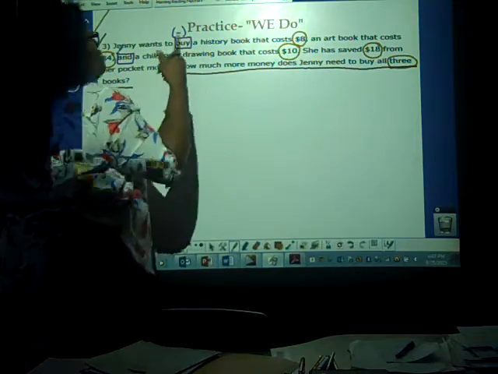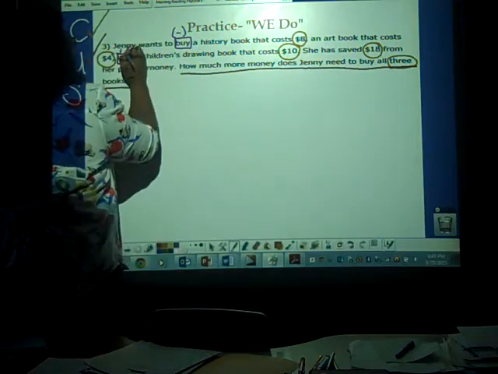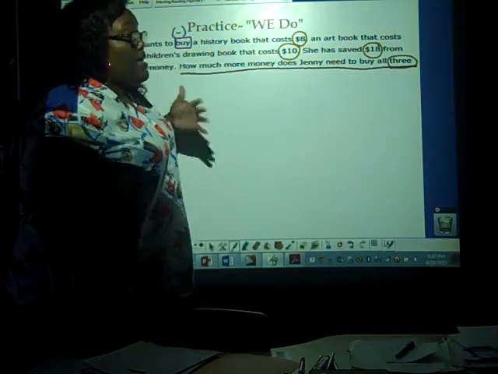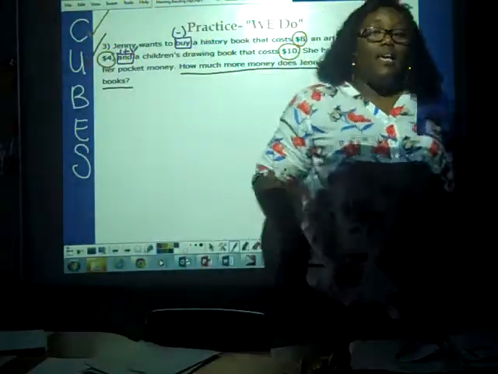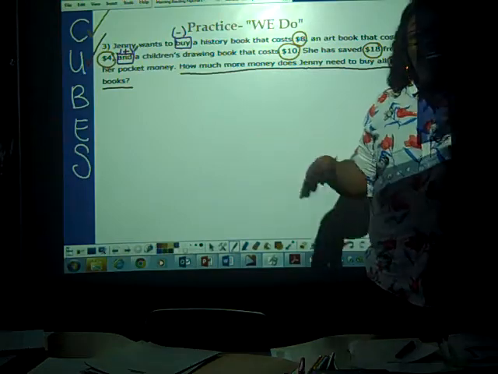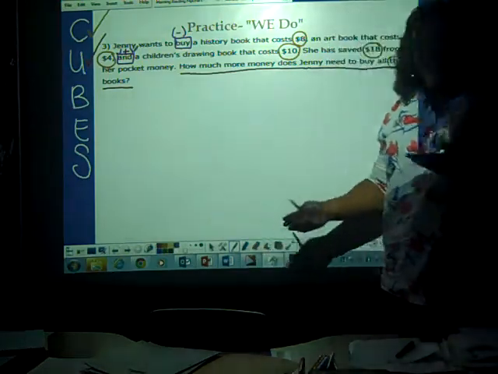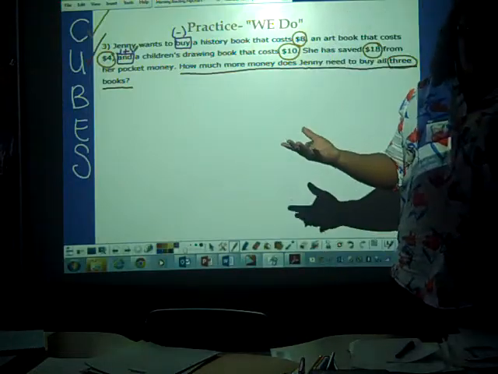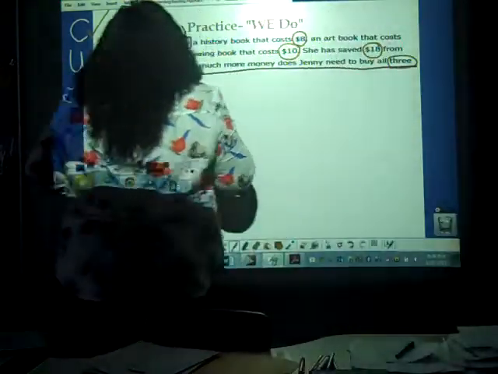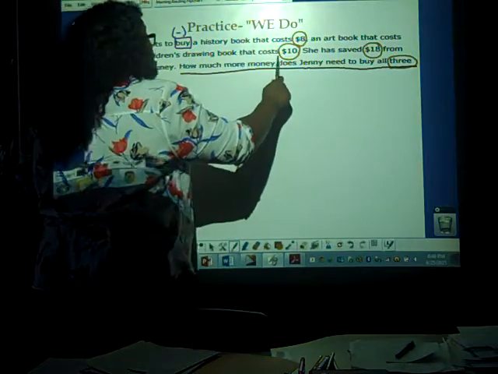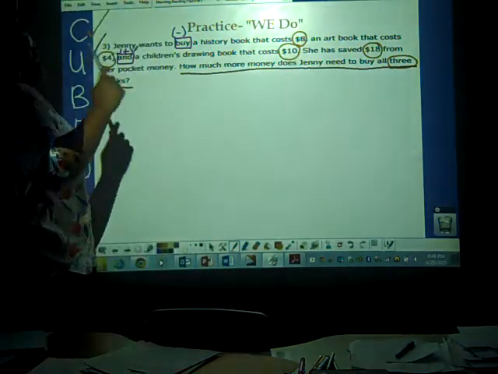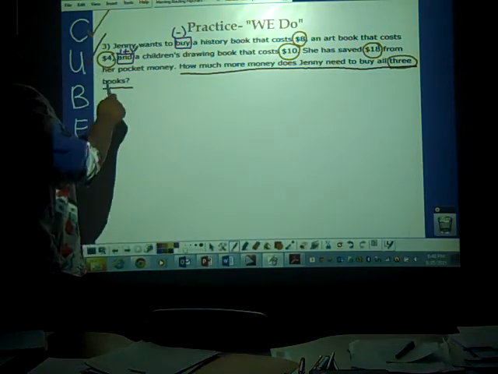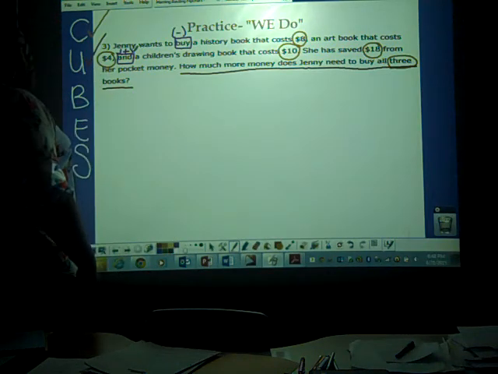And, I put an addition sign above the word and because when somebody's listing something and they have the word and within that list of different things in a word problem, that means you're going to be adding something together within that list. And a children's book that costs $10. She has saved $18 from her pocket money.